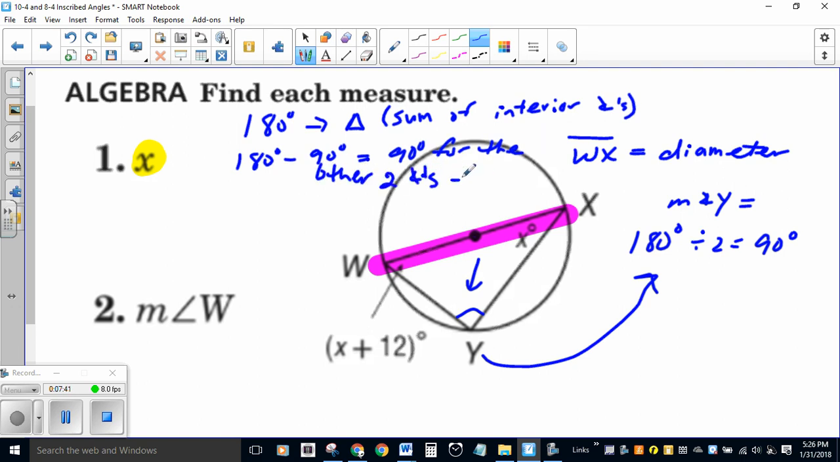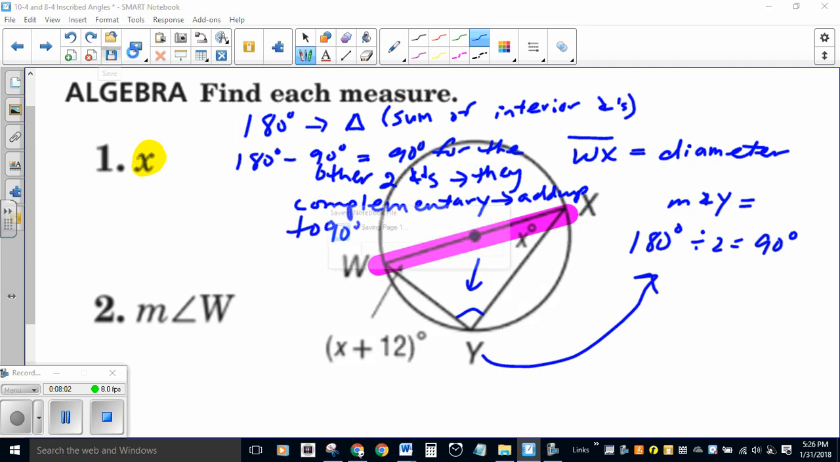Which means that those angles are complementary. Okay, complementary meaning they add up to 90 degrees. Okay?